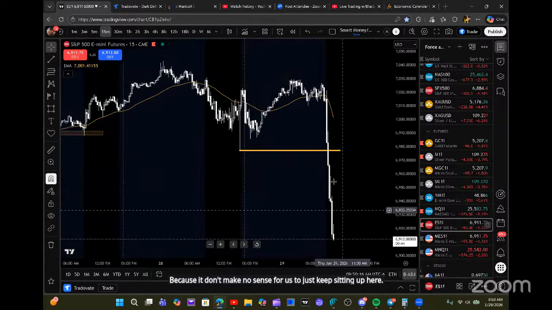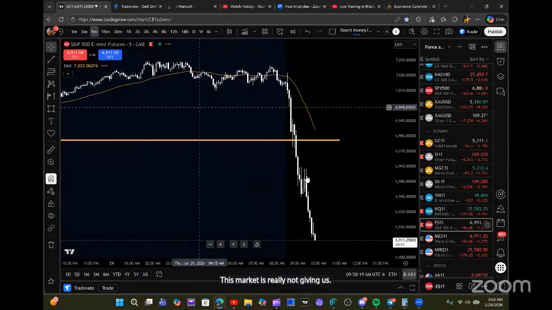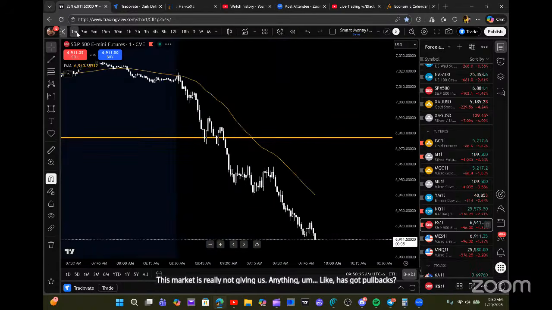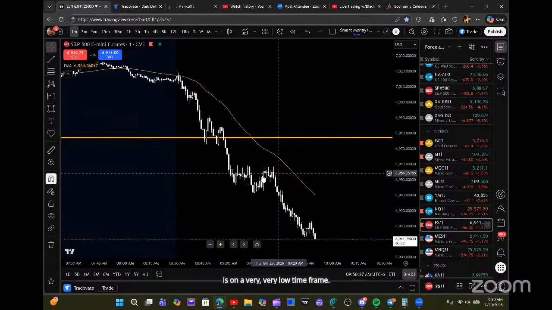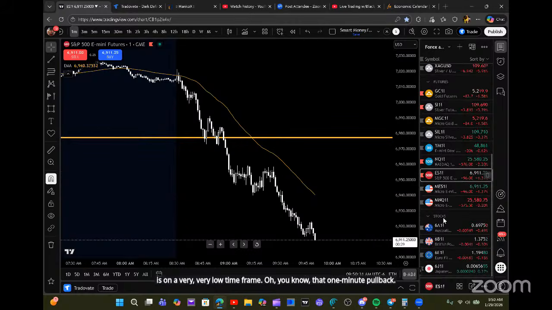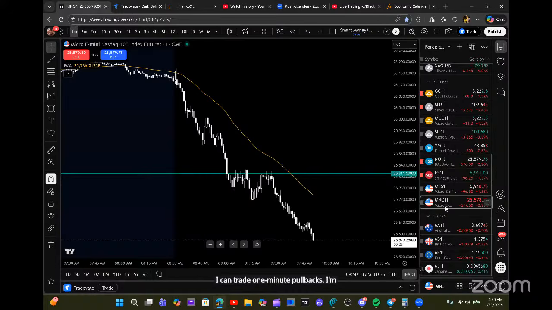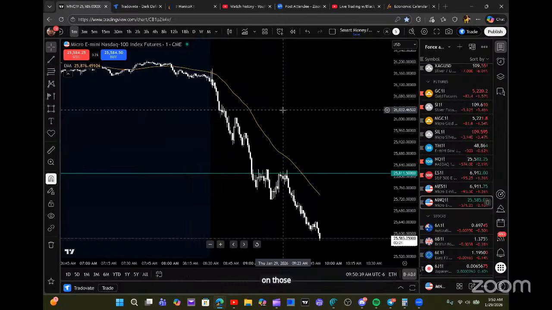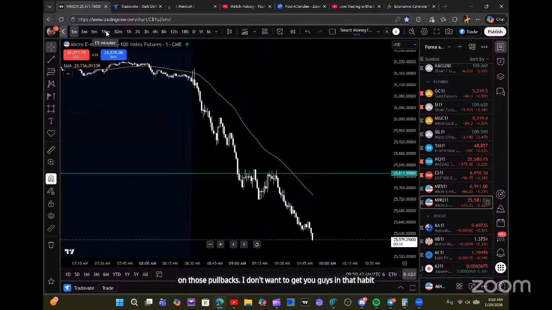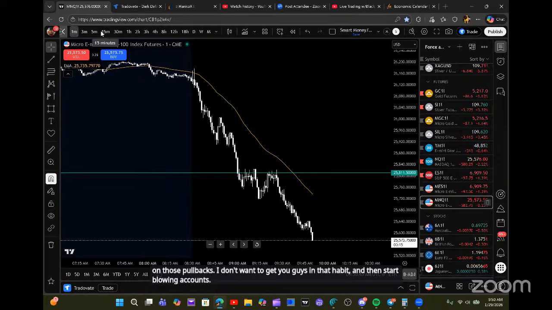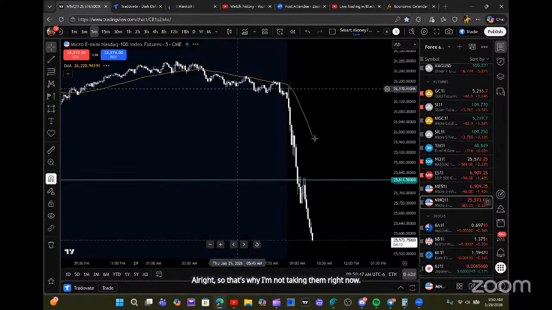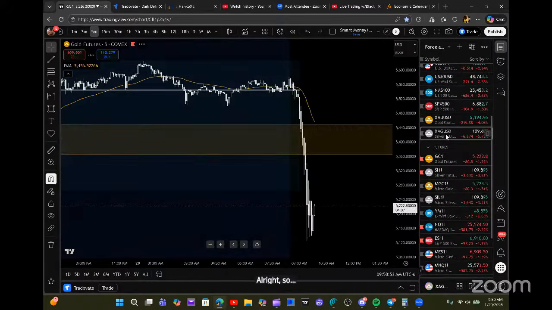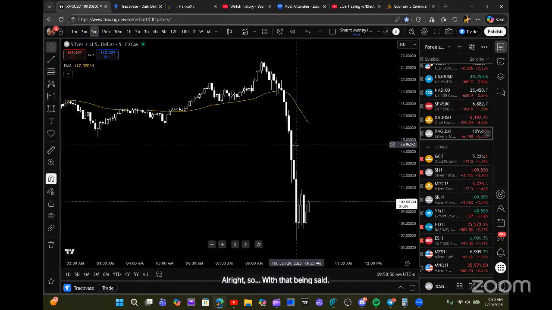This market is really not giving us anything. It's got pullbacks on a very, very low time frame. That 1 minute pullback, I can trade 1 minute pullbacks. I have no problem trading on those pullbacks. I don't want to get you guys in that habit and then start blowing accounts. So that's why I'm not taking them right now. With that being said, I think we're gonna shut it down for right now.